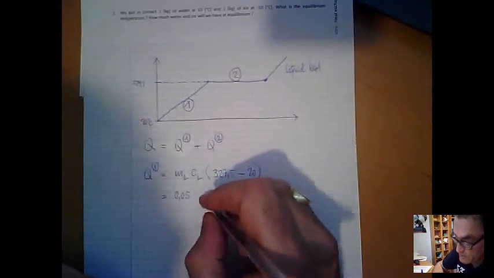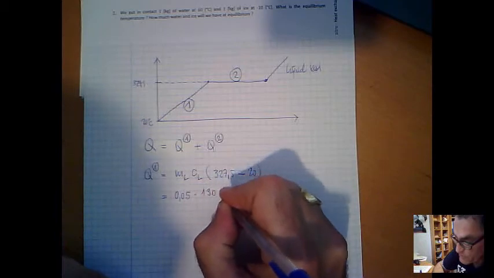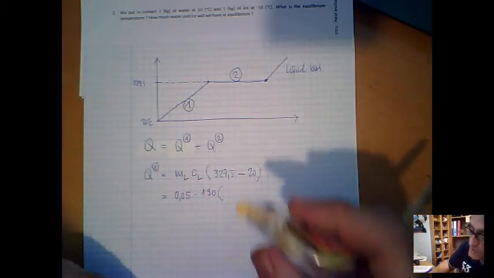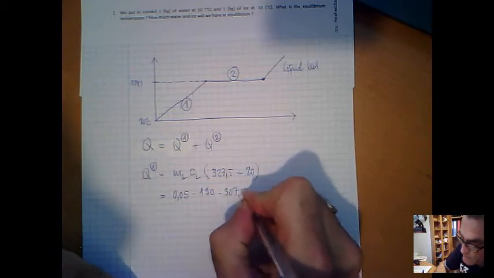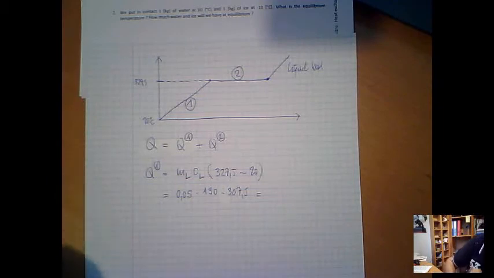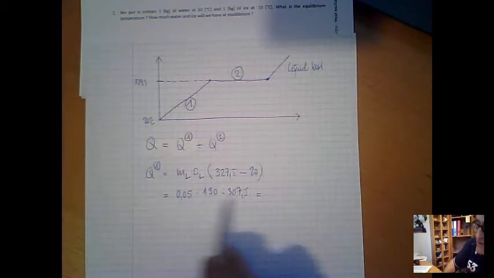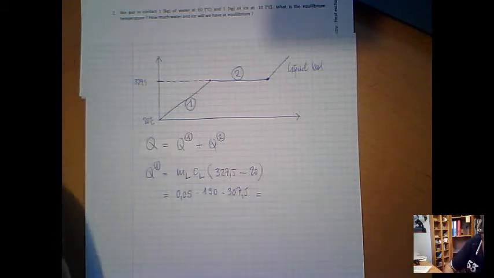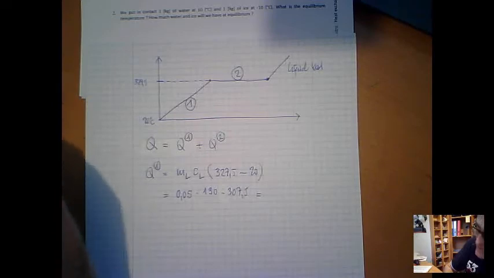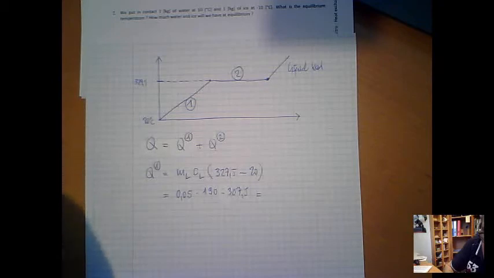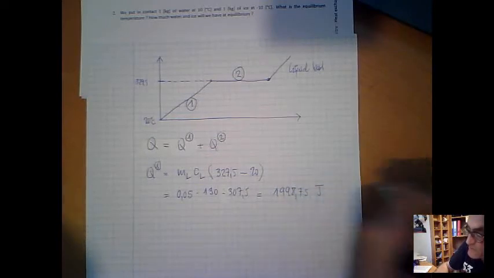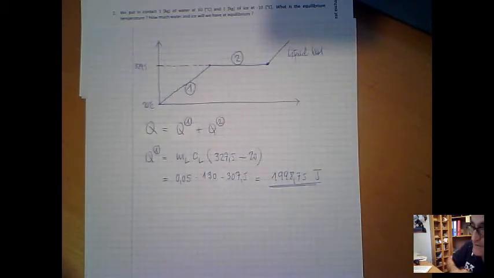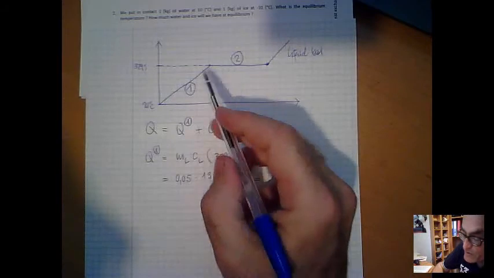130. So lead has a ridiculous specific heat of 130, and this is now times 327.5 minus 20, so this is times 307.5. Let me compute that. You will see that it's not going to be very big, this quantity of energy, because the lead has such a low C. It's 0.05 times 130 times 307.5, and this gives us 1998.75 joules just to warm up the lead. So that was for the first phase.